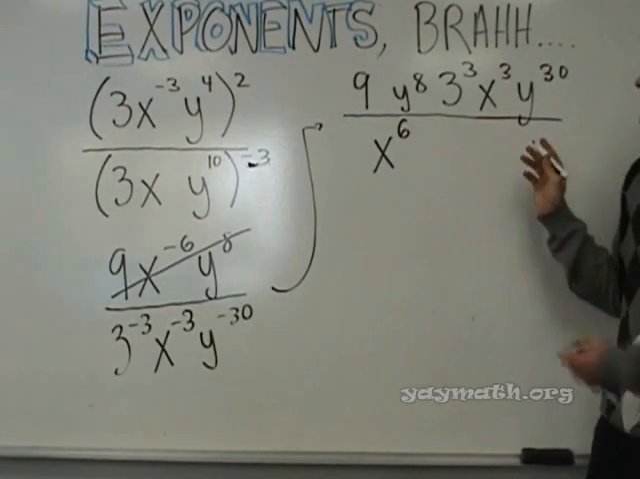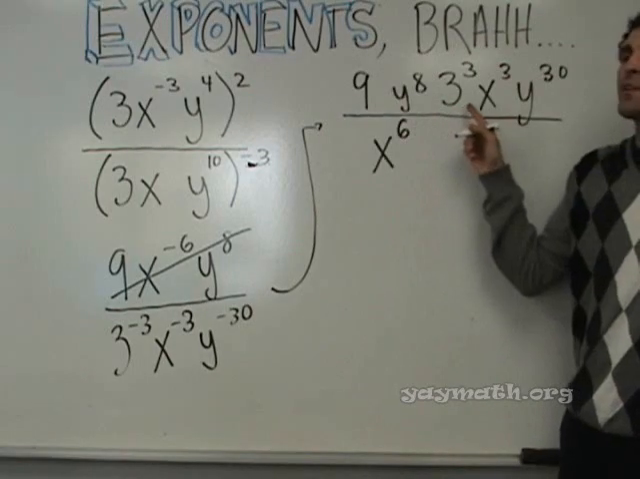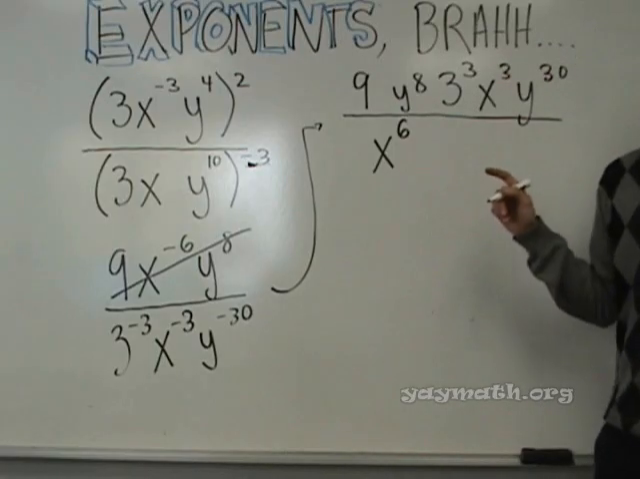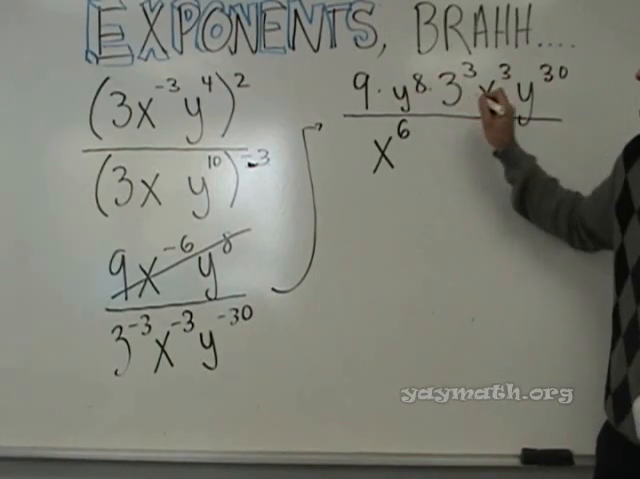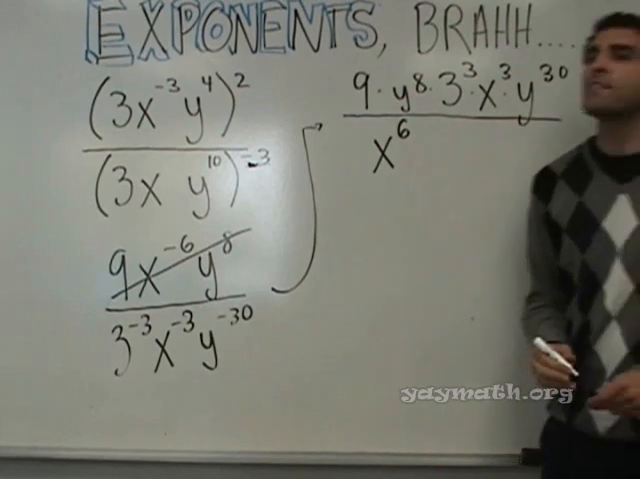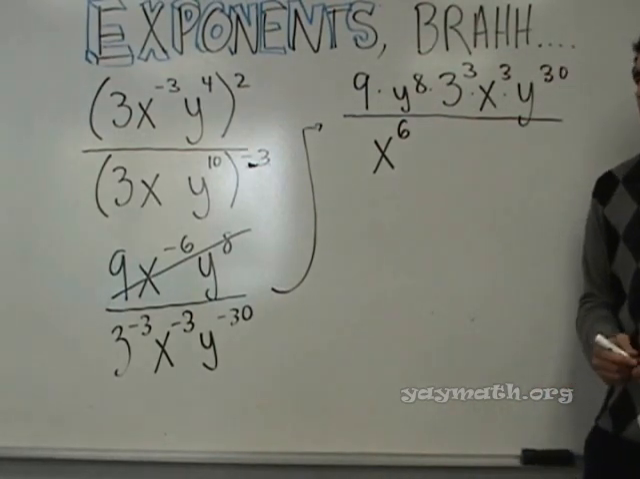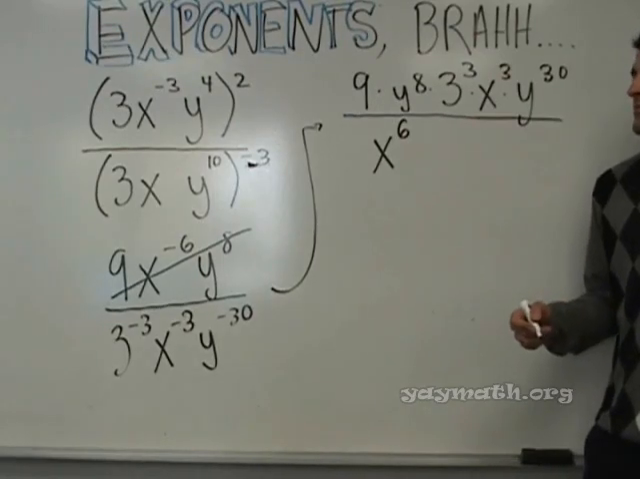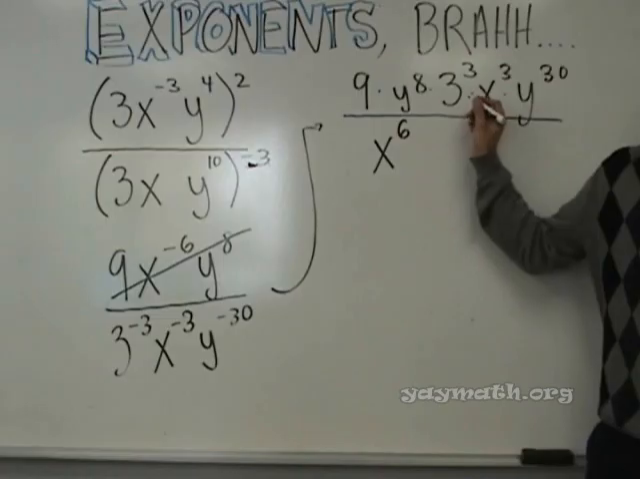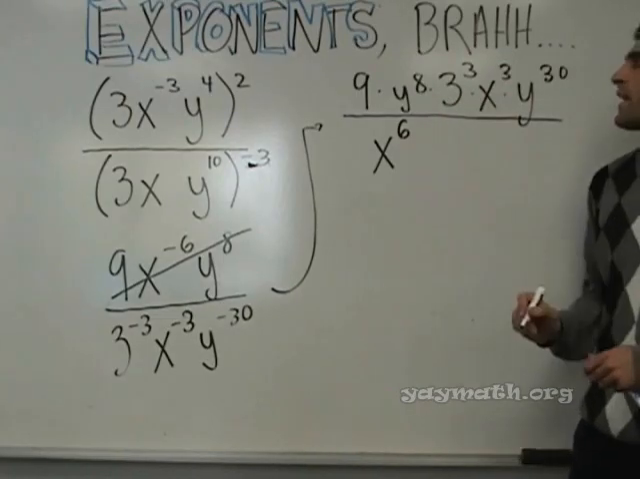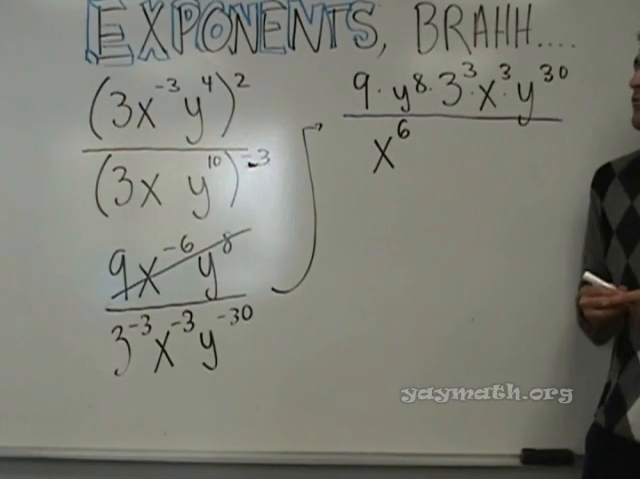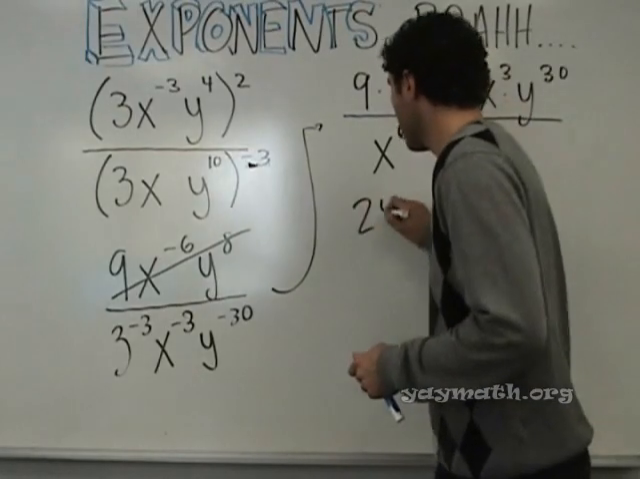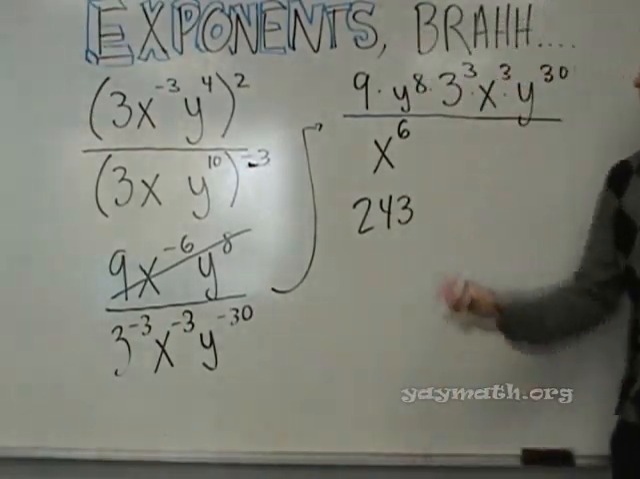Just simplify. What are the like terms? We have 9 and we have 3 to the third. What's 3 to the third? 27. 27 times 9? You multiply, all multiplied. Well, 27 times 9: 20 times 9 is 180, 7 times 9 is 63, so 180 and 63 is 243. That's my easy way. 9 times 27.